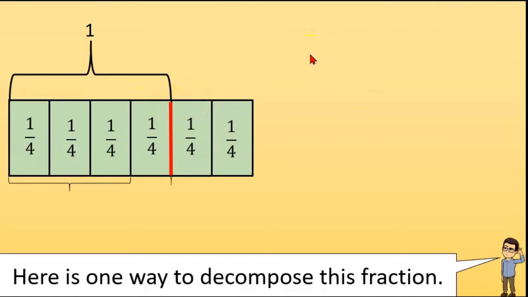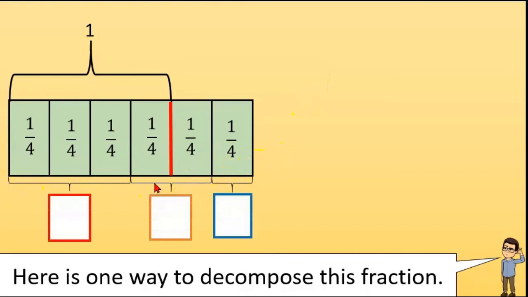I have a group right here, a group right here, and a group right here. So I have 3 groups. In my first group, there are 3/4: 1, 2, 3/4. My second group has 2/4. And my last group has 1/4.